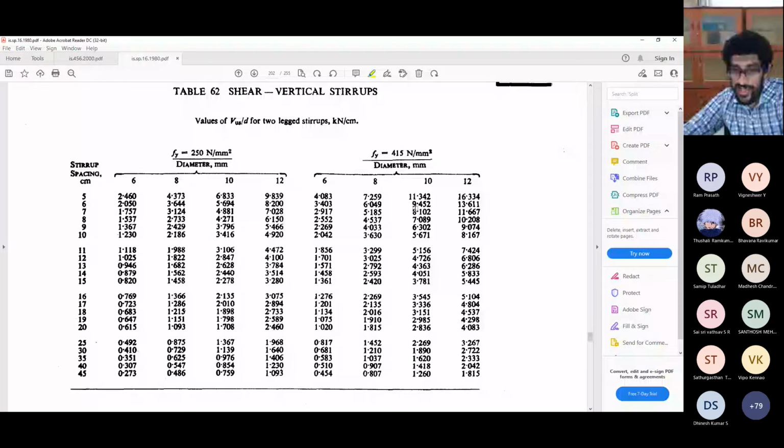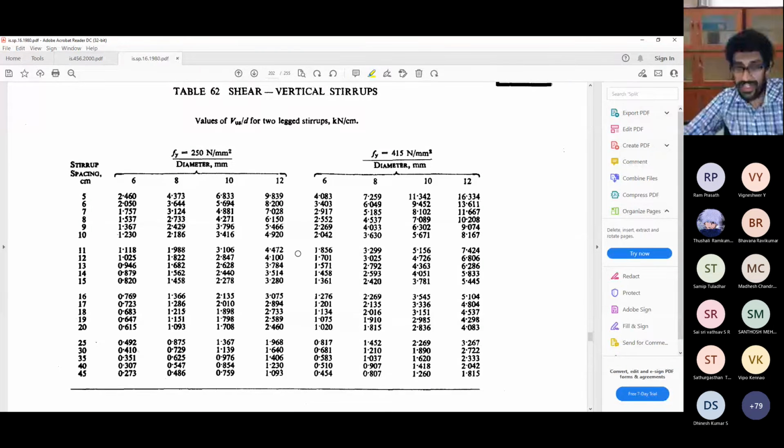What is the spacing that is required? Just come all the way to this end. This is 11 centimeters or 110 mm. So for 5 kilonewton per centimeter Vus by d, I can give HYSD 415 Newton per mm square bars, two-leg stirrups at 110 center to center. 110 is 11 centimeters. And two-leg 10 mm means 10 mm is the diameter of the bar that I have chosen.